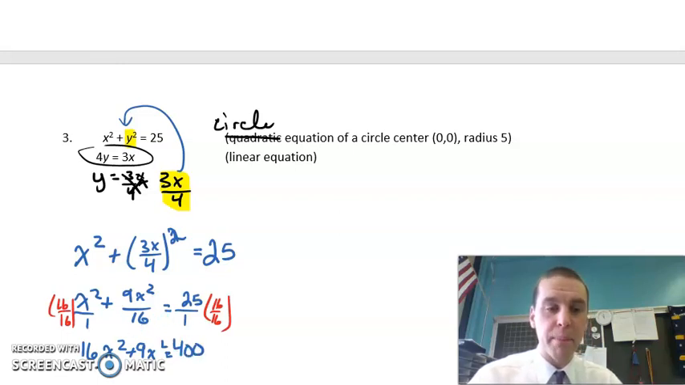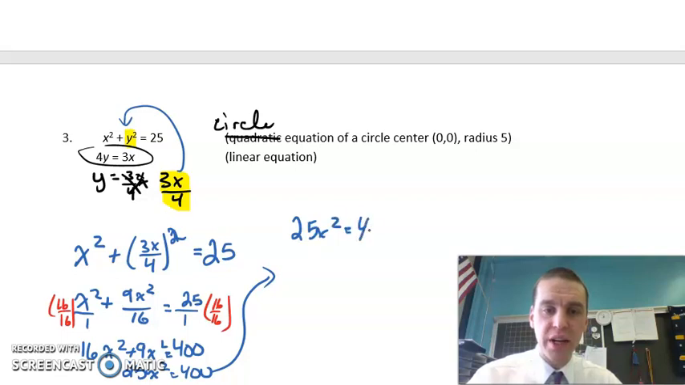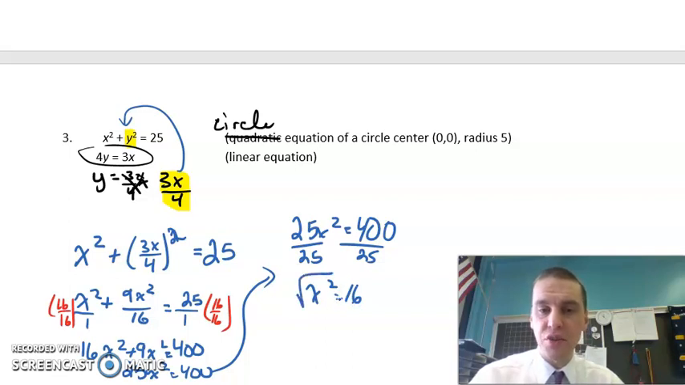And therefore, I'm going to combine the common terms. 16x squared and 9x squared is 25x squared equals 400. When I have just an x squared, I can solve for x squared as I usually would. Divide by 25. So I'm going to get x squared equals 16. And to get rid of the squared, you have to square root. Now, when you do that, you need to get plus or minus 4.